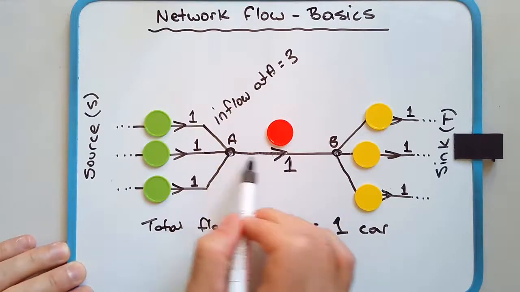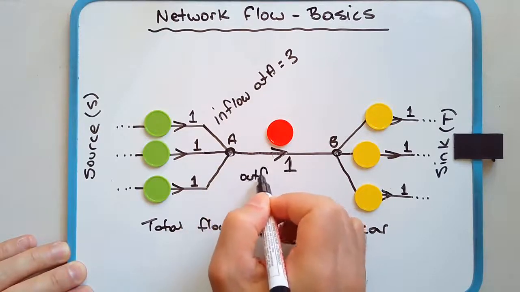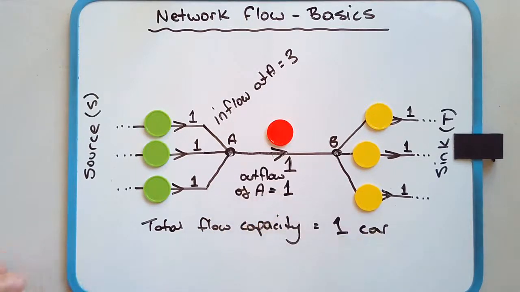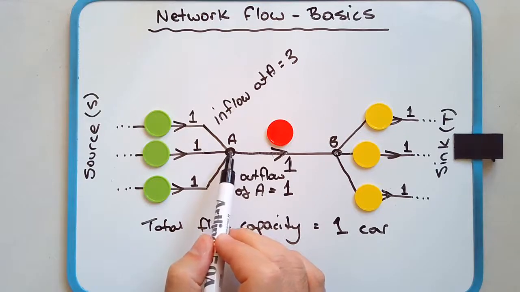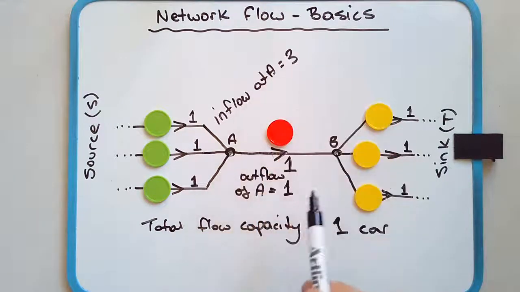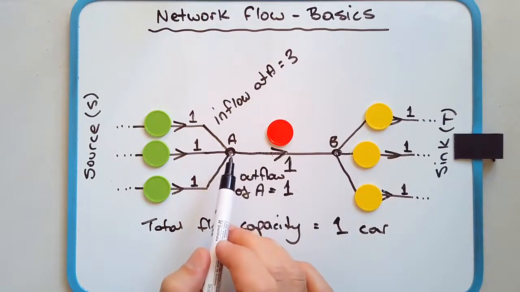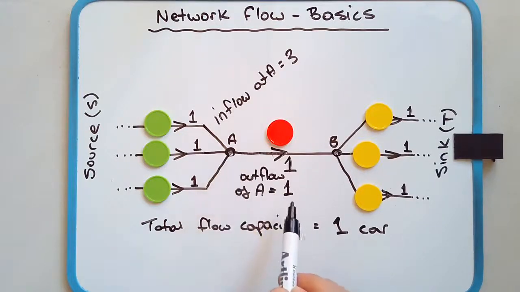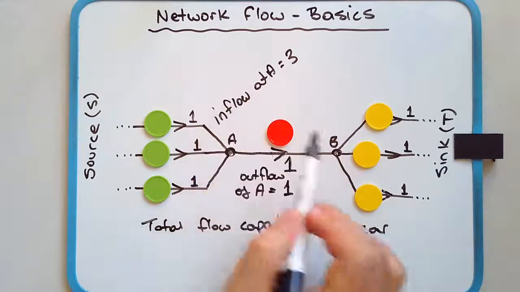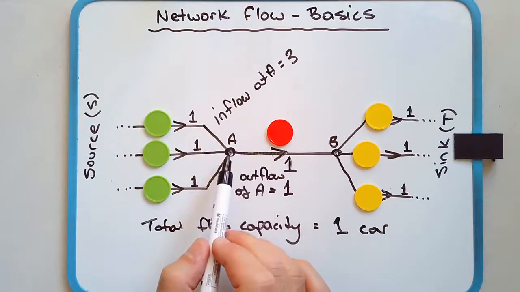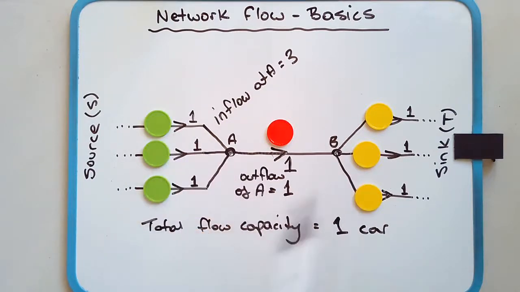The outflow of A, however, is equal to 1. So the maximum outflow of the vertex A has to be the lower of these 2 numbers. So the flow capacity, or the outflow, of the vertex is going to be 1. There's obviously an obstruction, so 3 cars cannot just merge together at A. One will have to wait behind the other, obviously, to avoid an accident.